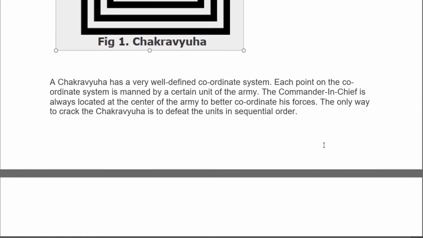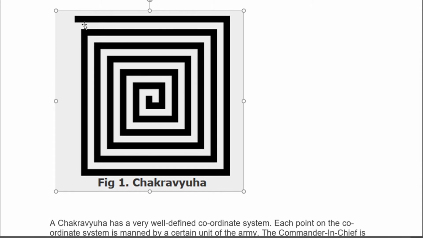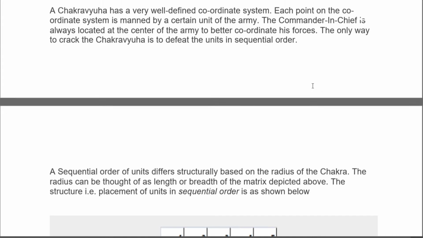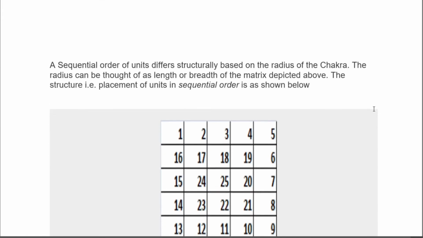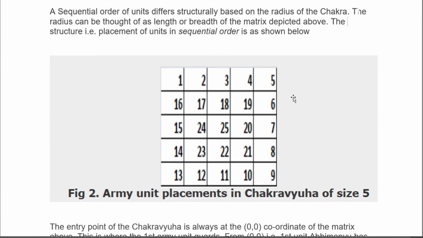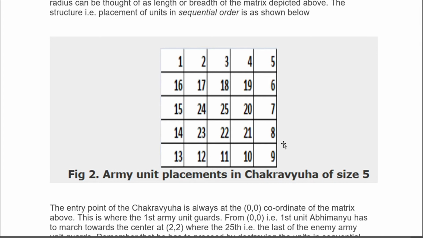The only way to crack the Chakravyuh is to defeat these units in sequential order. What does he mean by sequential order? This order, this line, the path that it follows. First, he has to move right, then he has to move to the bottom, then to the left, then again to the top. This is what he meant by sequential order. And they have also provided the written formation, like 1 2 3 4 5, and then downwards 6 7 8 9, and then to the left 10 11 12 13, and then to the top 14 15 16. So this is how the army units are placed, and this is how Abhimanyu is supposed to kill all of these enemies.